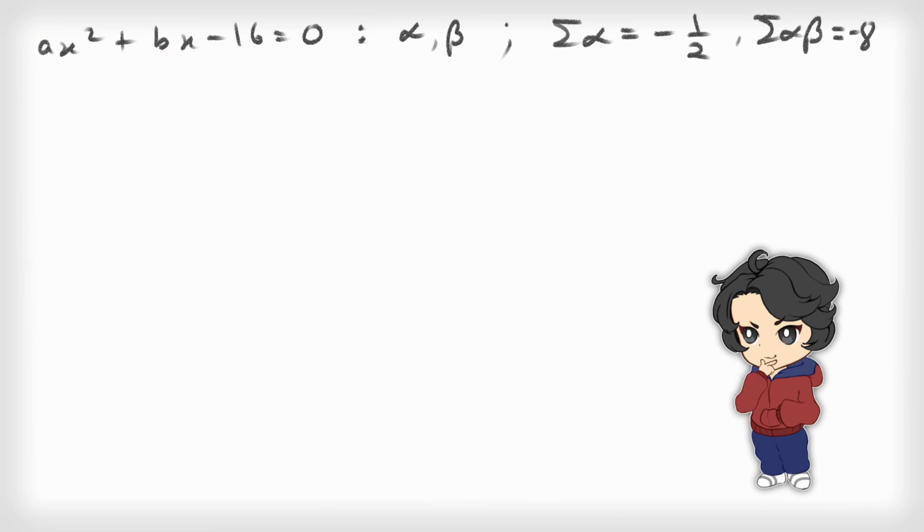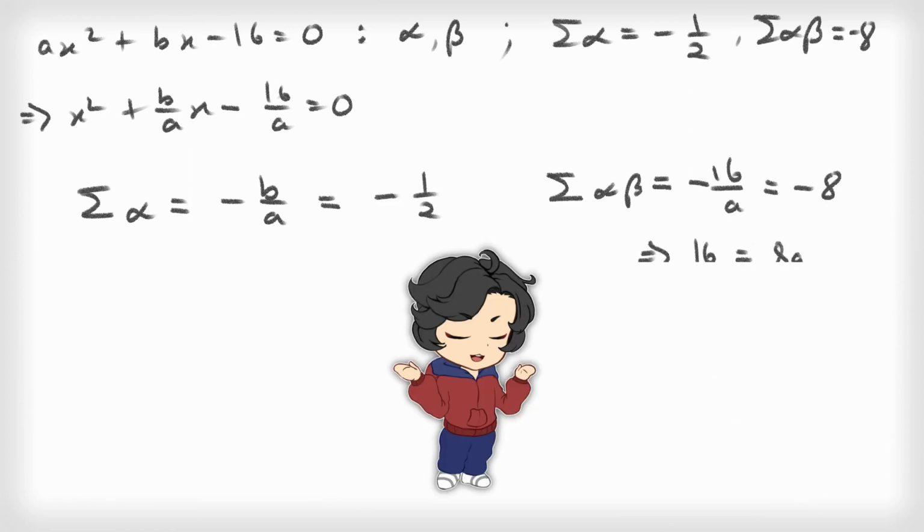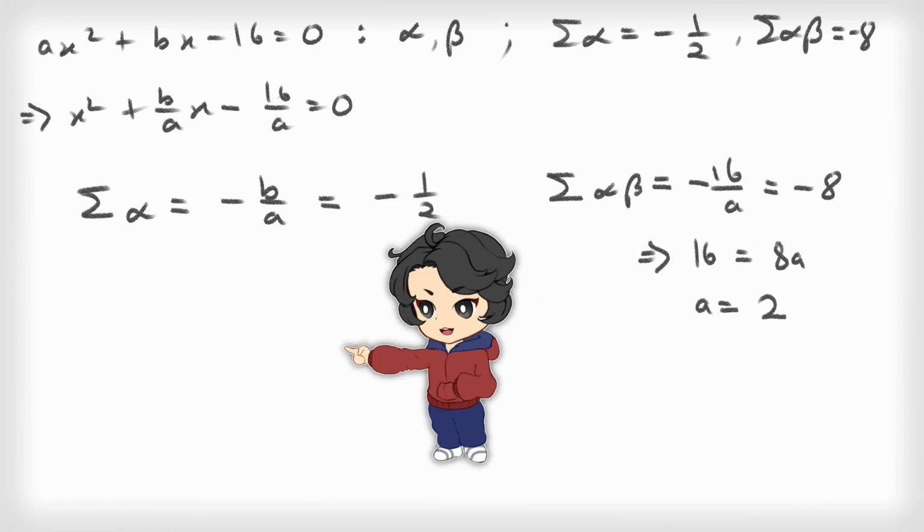Since we've been given these two pieces of information, we'll need to rewrite our quadratic in such a way that the coefficient of x squared is 1, which means we end up with x squared plus b by a times x minus 16 by a equals 0. Next, we can use the very first formulae we learned to replace these with this. Evaluating further, we get a equals 2, and substituting this in, we get b equals 1. And thus, you have your answer.